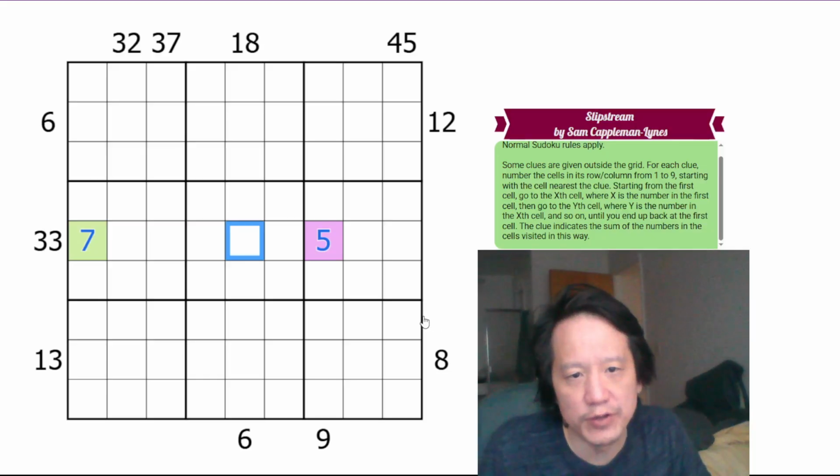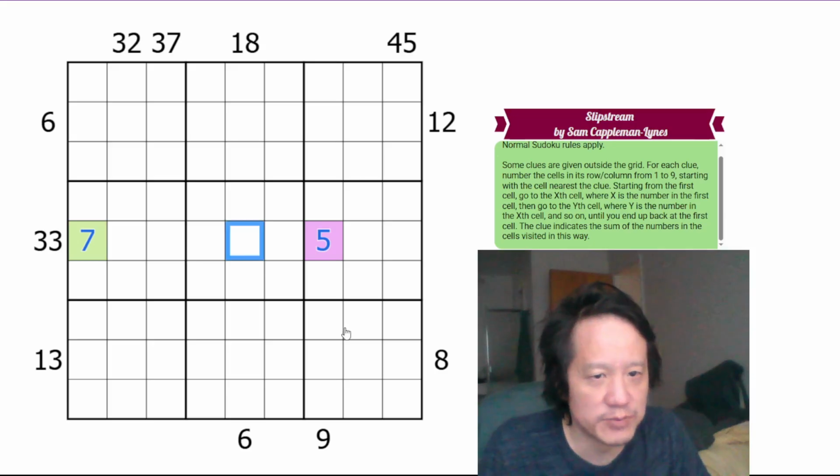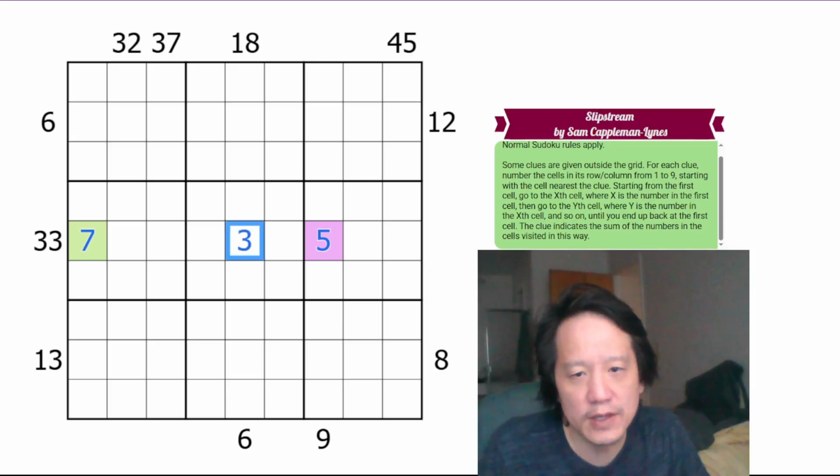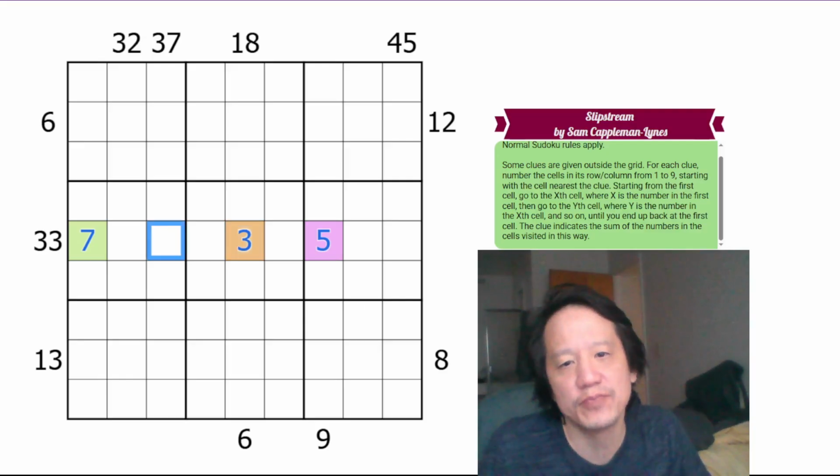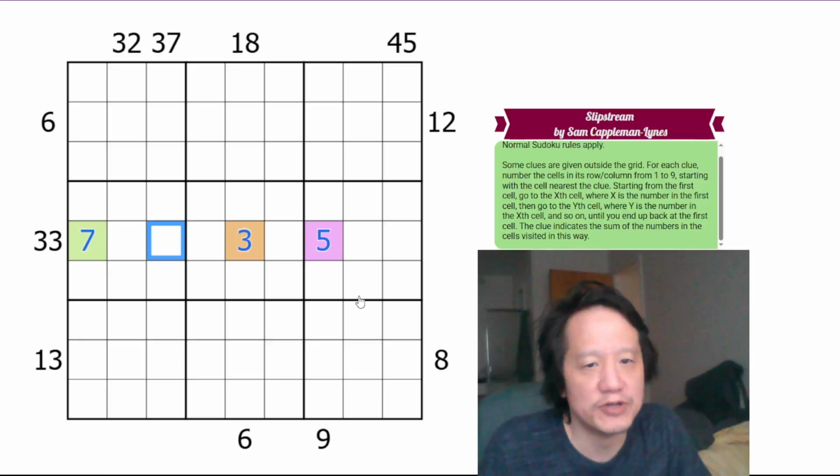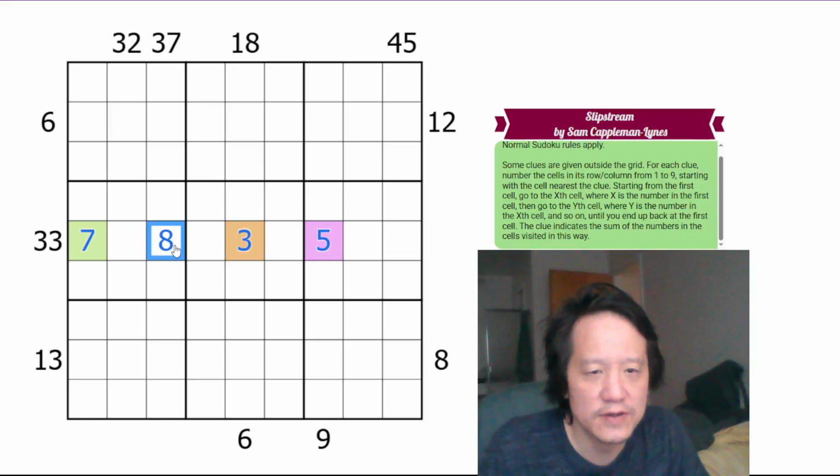So then that would be, like, I don't know, it could be something like 3, right? And then that cell goes to essentially the 3rd cell, which, I don't know, we have 8. I'm trying to figure out how to actually do this. 8.